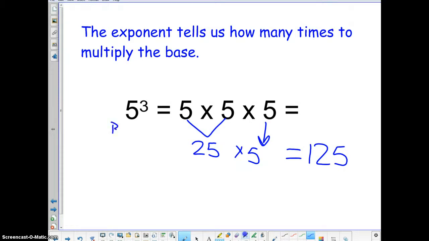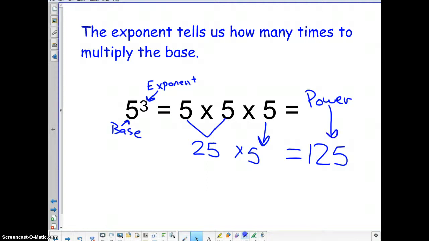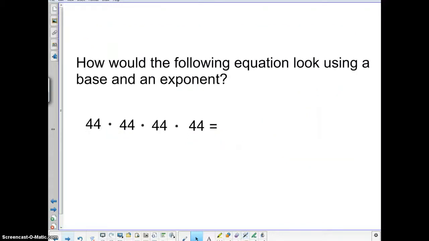Once again, this would be the base. This would be the exponent. And this would be the power. Just to review real quick. All right, so 5 to the third, that 3 tells us that we're multiplying 5 3 times, just like that. Once again, if you need to copy this down, pause the video. Otherwise, I have to go on just so I get all my video in the time allotted.